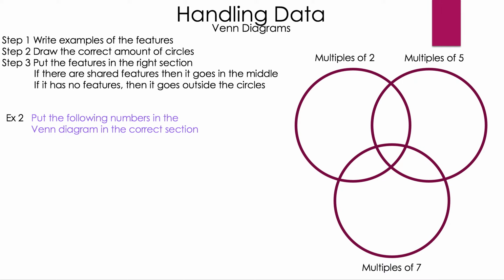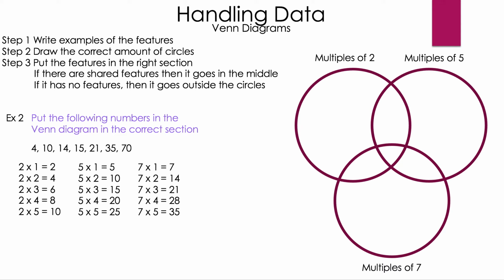Here are the numbers. Step 2 is already done for you. And then let's go ahead and do step number 1 and write down examples of the features, which are multiples of 2, multiples of 5, and multiples of 7. So we're going to do one at a time again.